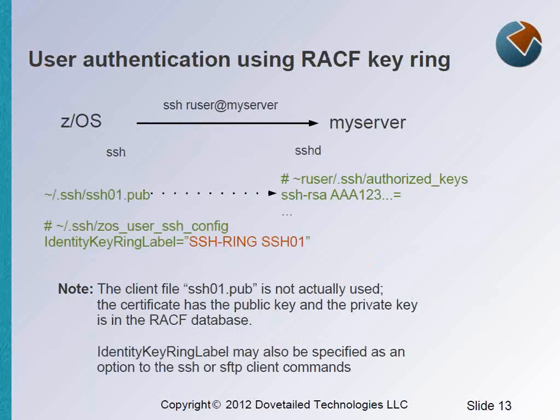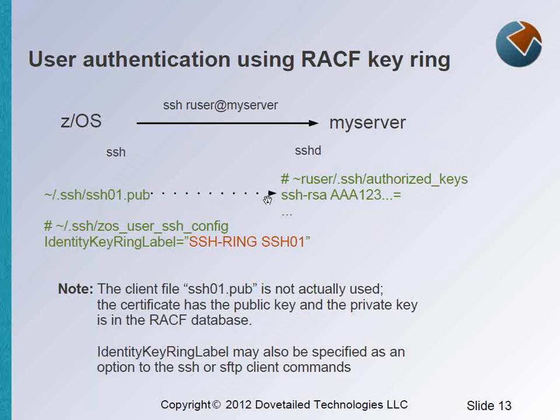So here's a diagram, kind of like last week's diagram, but this is a diagram looking at user authentication using a RACF keyring. We have a client system using the SSH client. Here's a server called My Server running SSHD. We're going to SSH into the user ID R user on this remote system. On the client, we've defined a public key in a RACF keyring, and I've exported it into ssh01.pub. I've gotten the OpenSSH format public key.